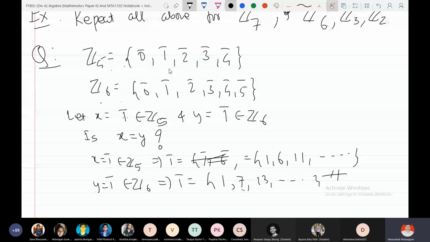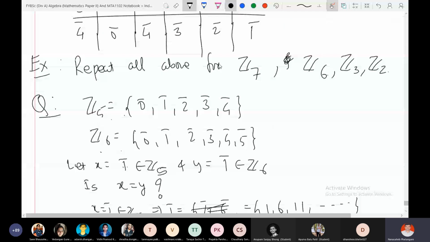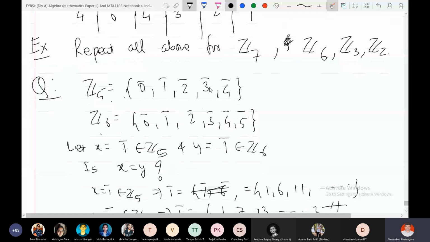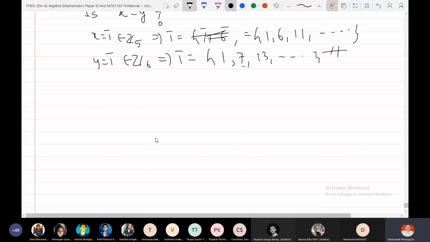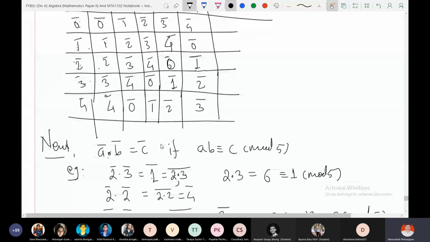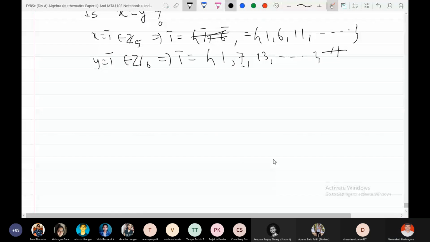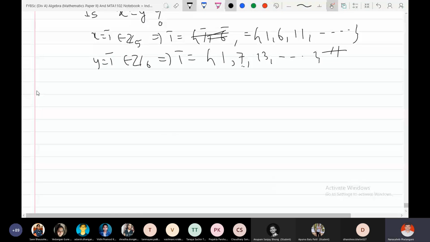So when I say Z5 or Z6, don't look only at the notations 1 bar, 2 bar. 1 bar in Z6 is different than 1 bar in Z5. 2 bar in Z6 is different than 2 bar in Z5. So this is a simple observation we should remember. Okay. So repeat this addition and multiplication for this, right? The same procedure is simple. So let us generalize this idea.